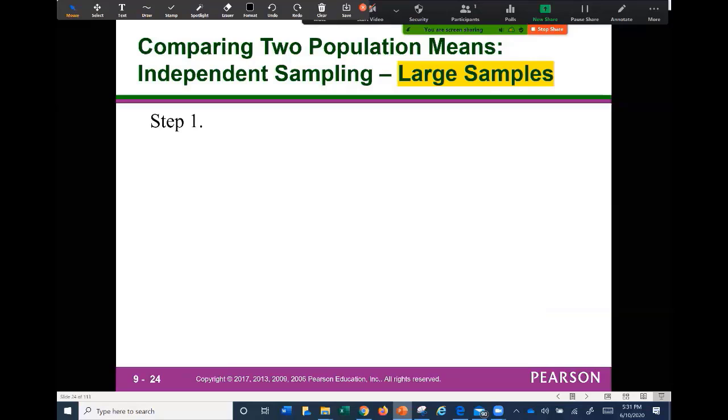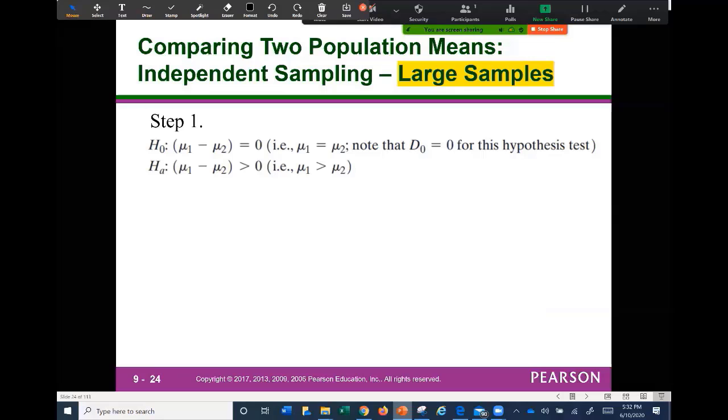Okay. Step number 1, state the null and the alternative hypothesis. What is the null hypothesis? The new diet and the regular diet have the same effect, there is no change. There is no difference between these two means. That is the null hypothesis. The alternative hypothesis is that the mean of population 1 is greater than the mean of population 2, the mean of weight losses.